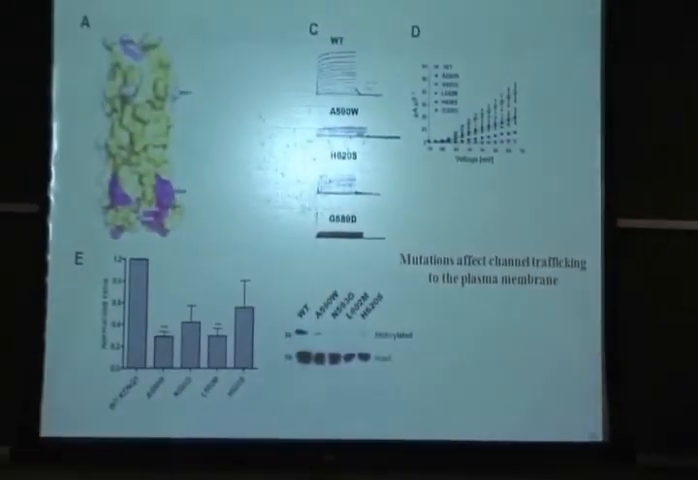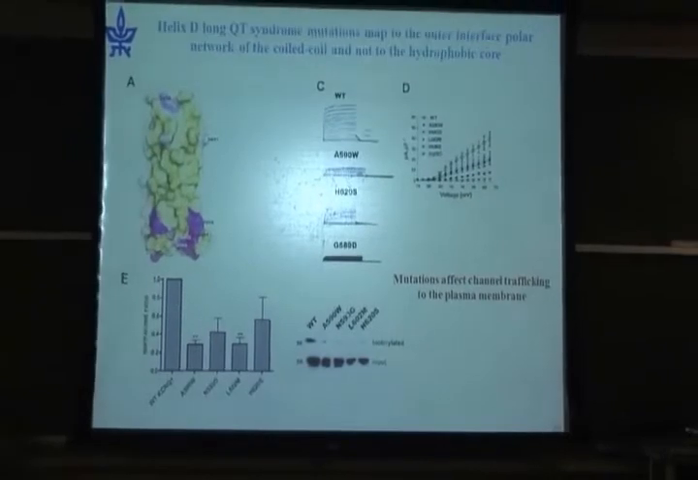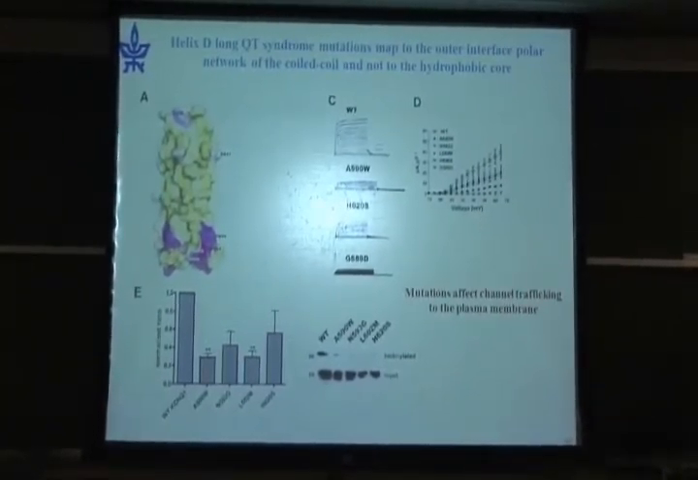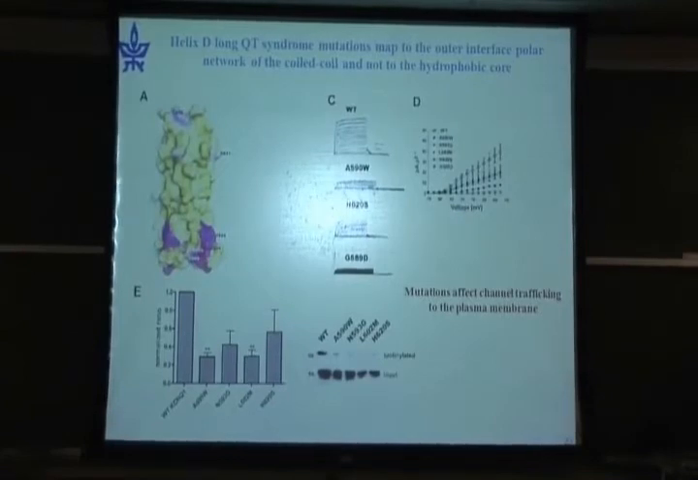Then we try to map on the crystal structure the long QT mutation. And interestingly, of course, the KCNQ1 is plenty of naturally occurring long QT mutation. And if you map this long QT mutation onto the LXD, you see that the long QT mutation are mapped to the outer polar surface of the network of the coil-coil, okay, and not to the hydrophobic core.